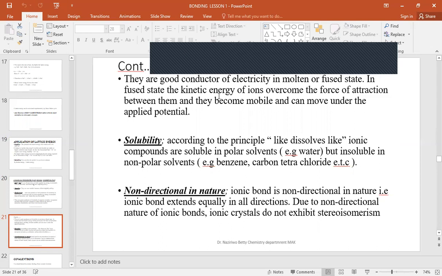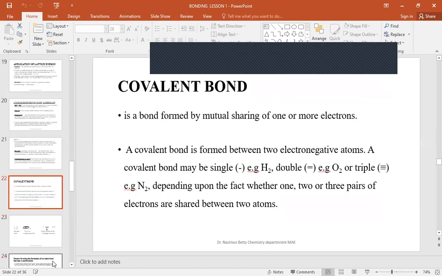Solubility. You remember the principle of like dissolves like. So ionic compounds are soluble in polar solvents, e.g. water, but they are insoluble in non-polar solvents. An example of a non-polar solvent is benzene or carbon tetrachloride. So that is all with the ionic bond.